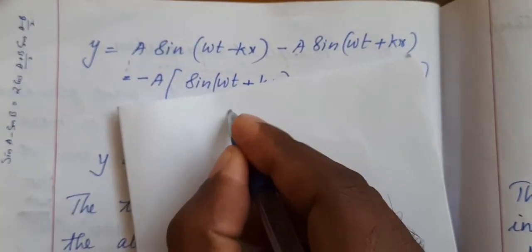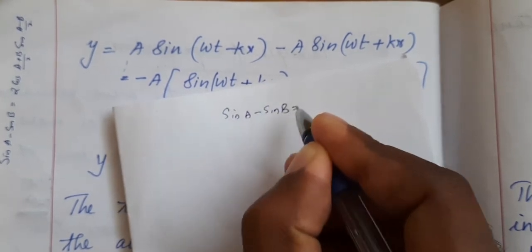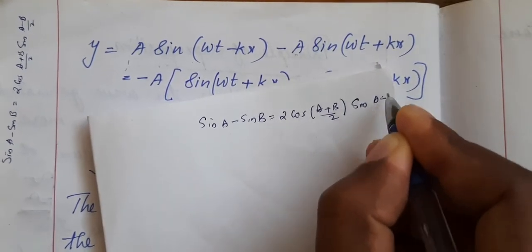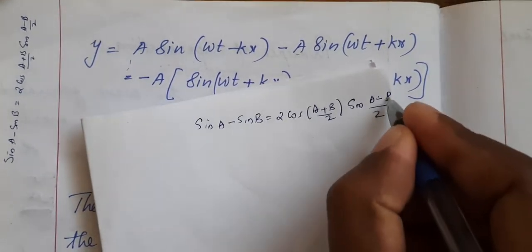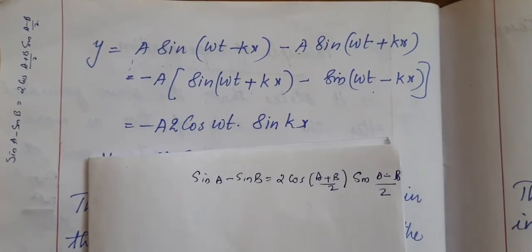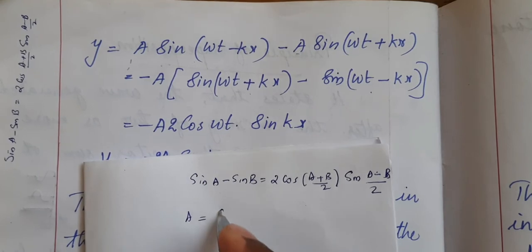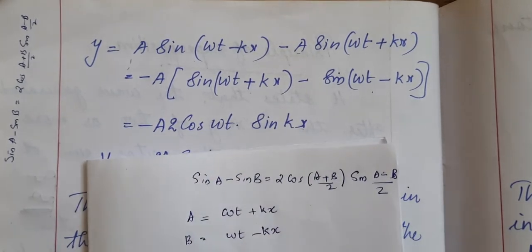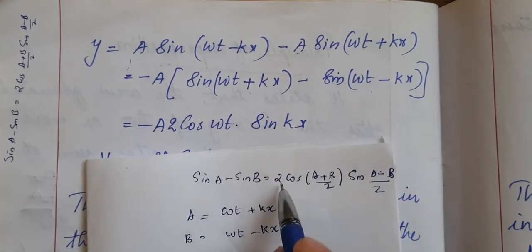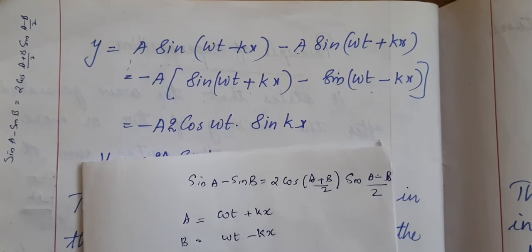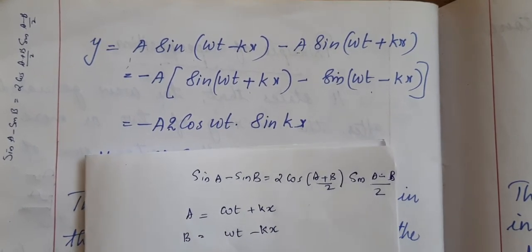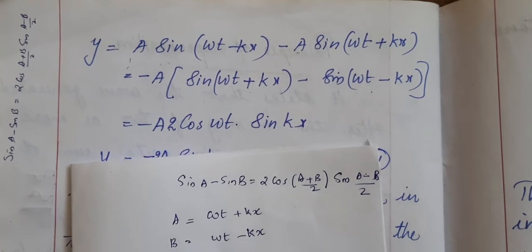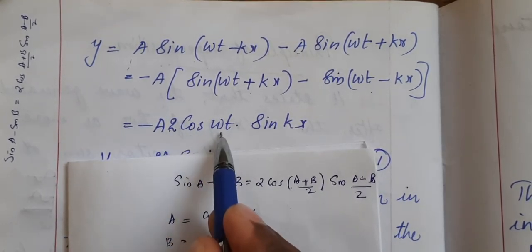The equation we are using is sine a minus sine b equals 2 cos((a plus b)/2) into sine((a minus b)/2). So this is the formula we are using here. As per that, a is omega t plus kx and b is omega t minus kx. So the result of this will be minus 2a, cos of (a plus b)/2. (a plus b)/2 will be (omega t plus kx plus omega t minus kx)/2. The kx cancels, then you get 2 omega t by 2, that is omega t. That's why you can see minus 2a cos omega t here.